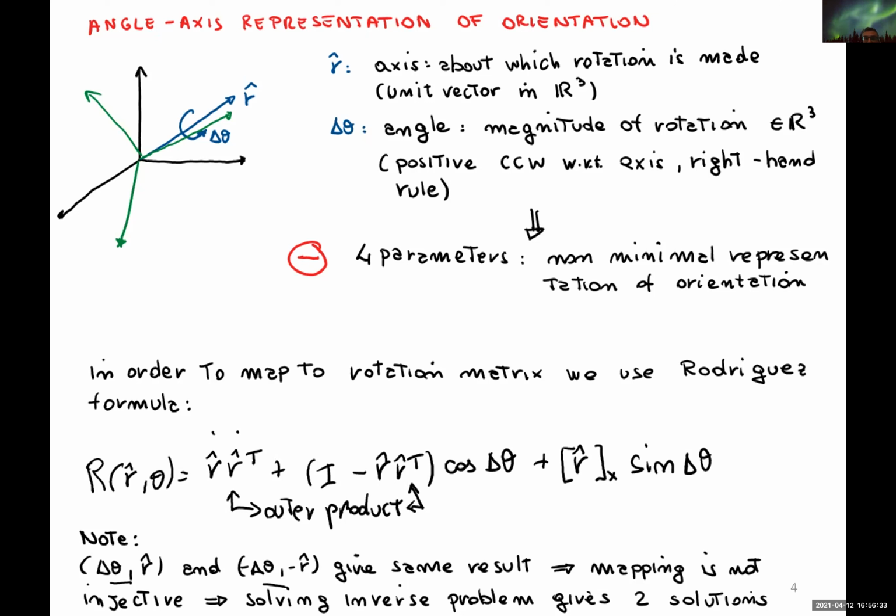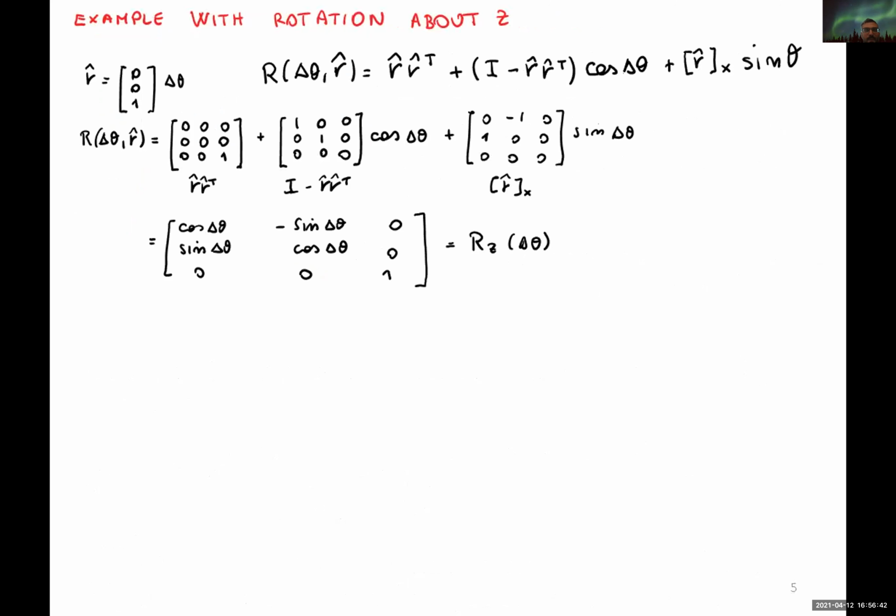So this means that we have something that is not really minimal here, and this is an example. We can do it with MATLAB afterwards. I connect my laptop and we can do this exercise together, where we start from an axis 0, 0, 1 with some delta theta, and if you apply this Rodrigues formula, we can see that it boils down to something that we know, which is the elementary rotation about Z.